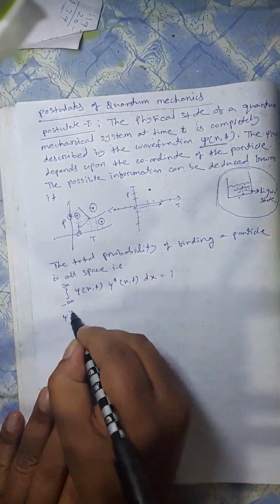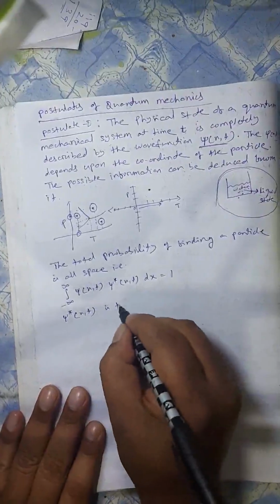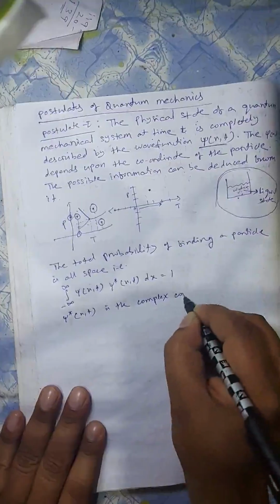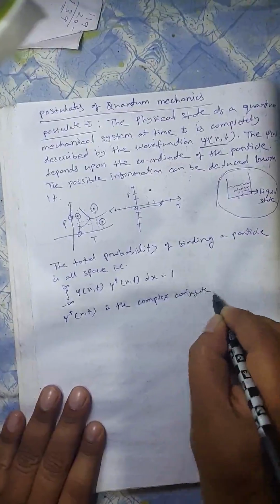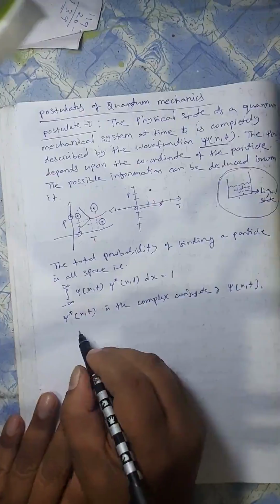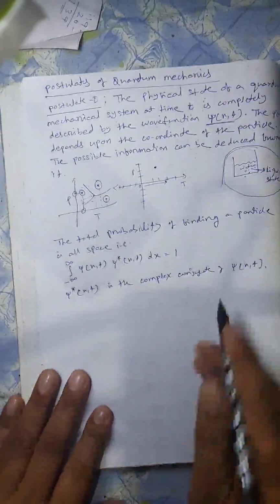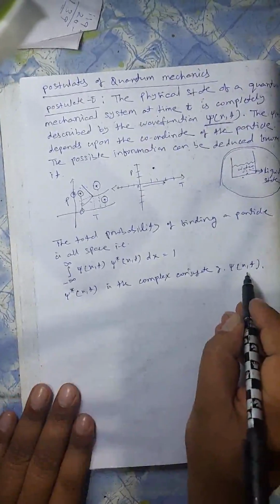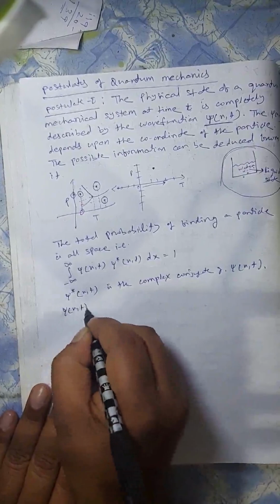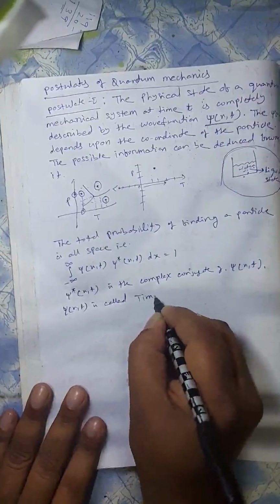Psi asterisk (x,t), this is called asterisk, is the complex conjugate of psi(x,t). Psi star (x,t) is the complex conjugate of psi(x,t). So psi(x,t) depends upon the time. So this function psi(x,t) is called the time dependent function.